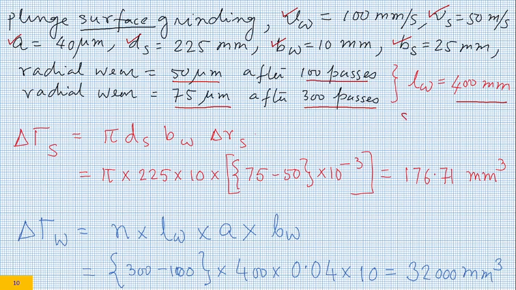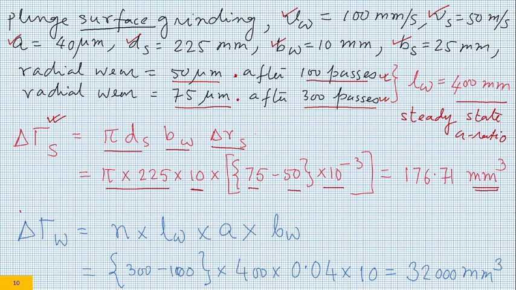Here this G ratio is the steady state G ratio, because you are calculating between 100 pass and 300 pass. This is not zero, so it is assumed that at 100 pass it has reached steady state. So how do you do it? First you calculate gamma S, that is pi ds into bw into delta rs. So pi ds is pi into 225, bw is 10, and delta rs is 75 minus 50, into 10 to the power minus 3. It was 50, it has become 75. So this whole thing is coming out in millimeter cube.